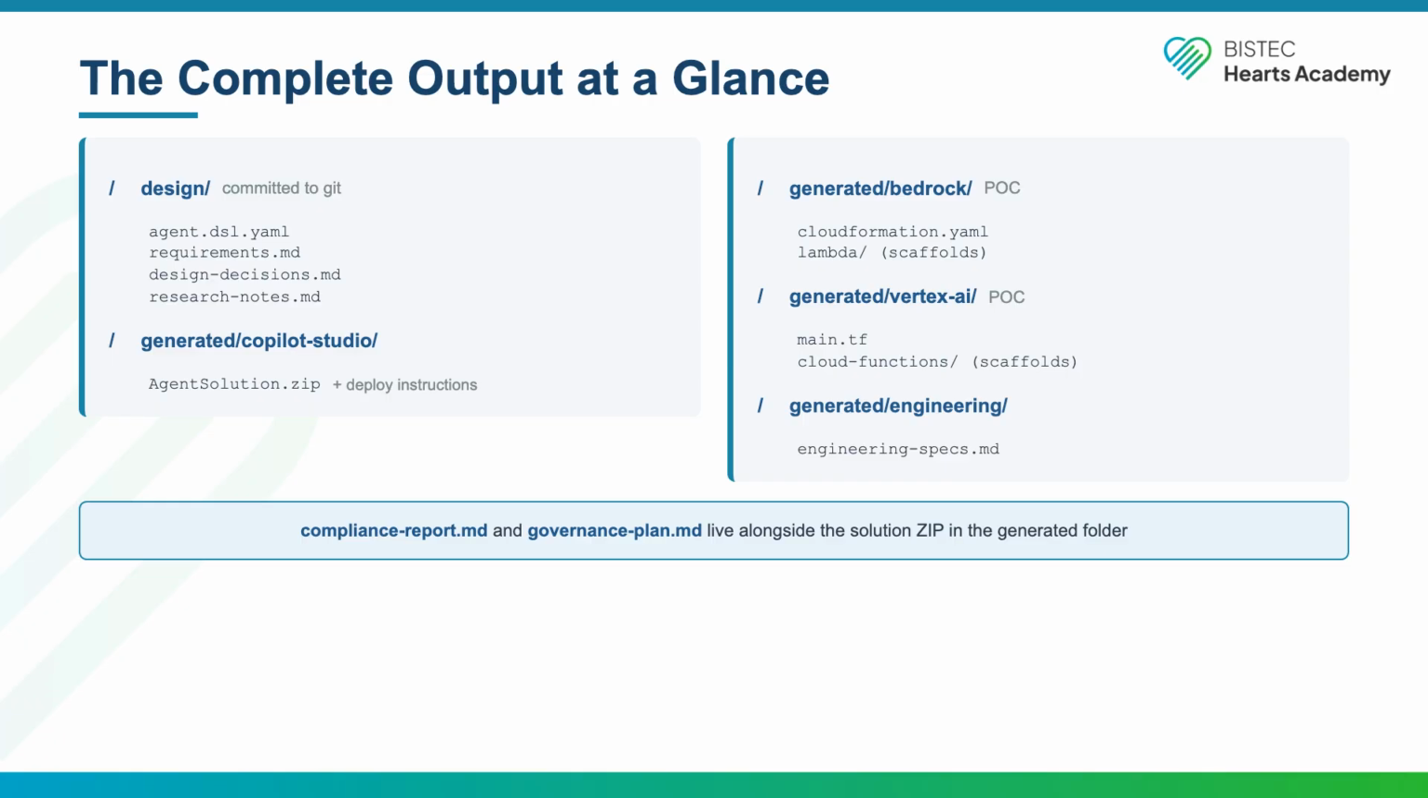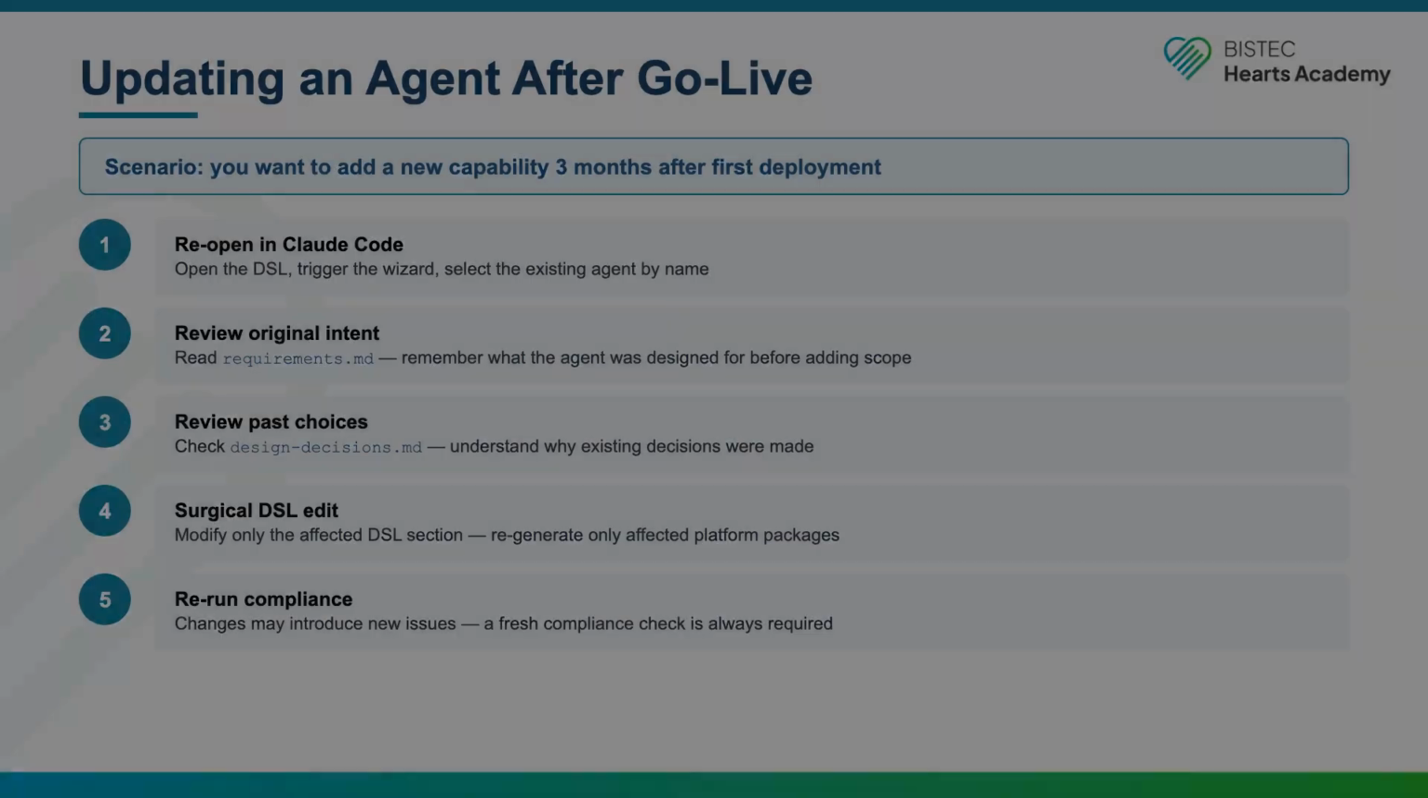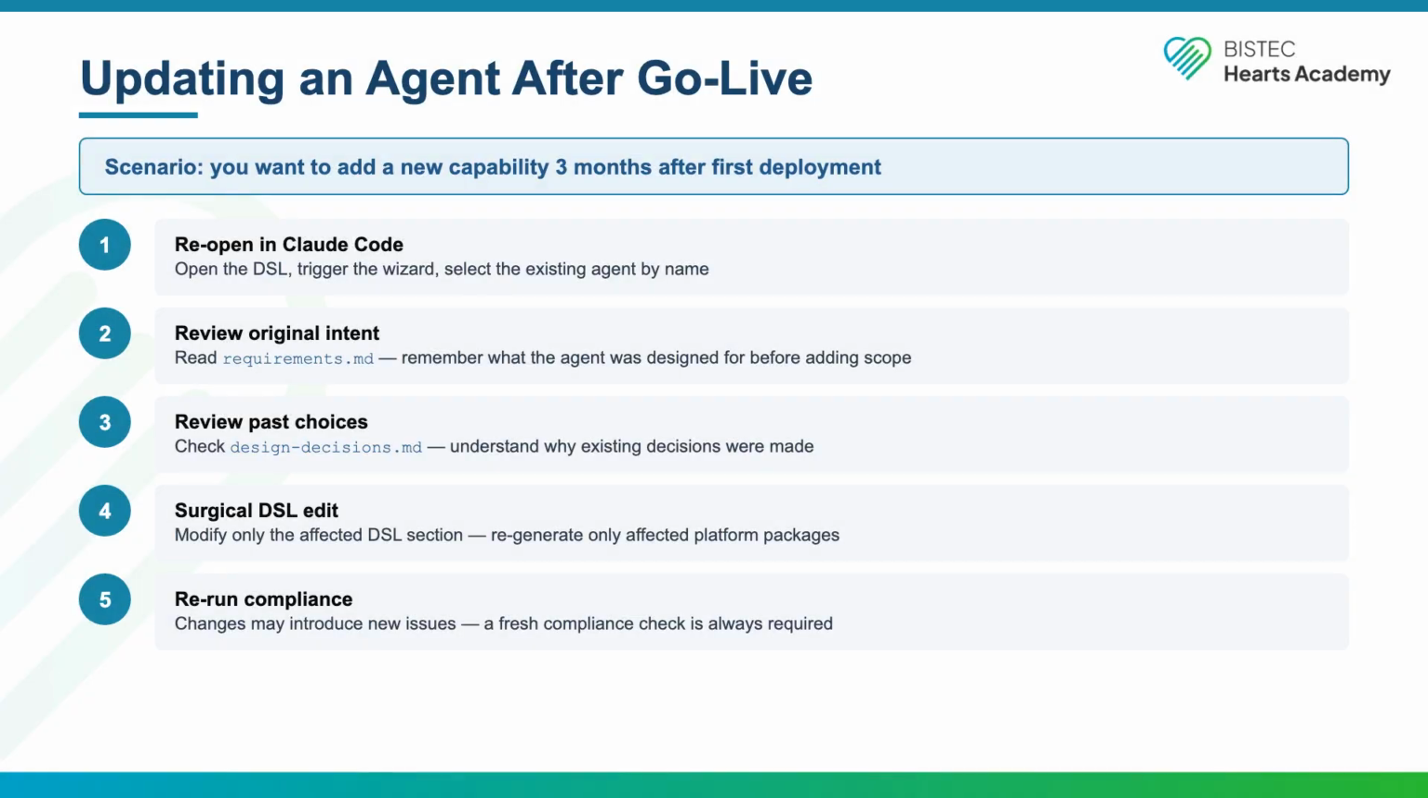This structure is consistent across every agent the system generates. Once you know it for one agent, you know it for all of them. An agent is not a one-time artifact. Most agents have new capabilities added after initial deployment, sometimes months later. The DSL-based workflow makes this straightforward.